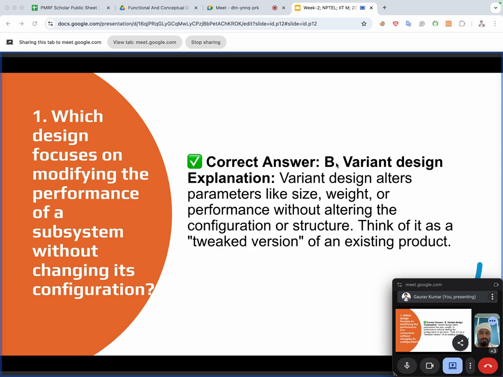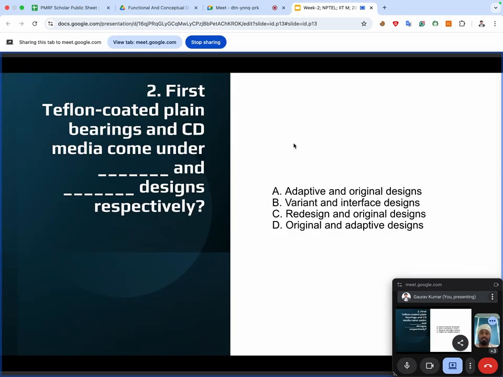Yes, sir. So the next question is, as you can see on your screen: the first Teflon coated plain bearings and CD media come under dash and dash designs respectively. What is the right answer?